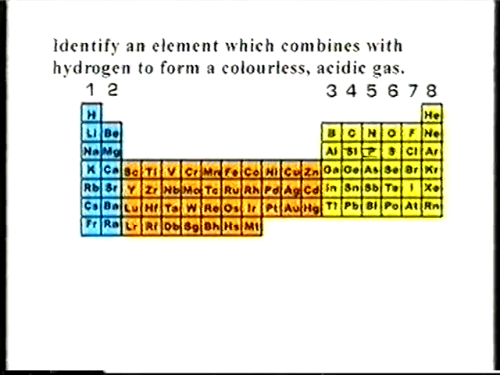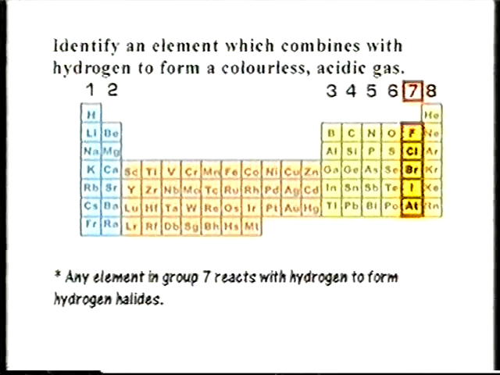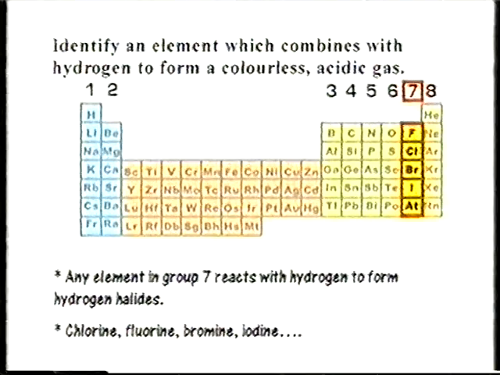Identify an element which combines with hydrogen to form a colourless acidic gas. Any element in group 7 reacts with hydrogen to form hydrogen halides, which are gases which dissolve in water to make acids. So you could have said chlorine, which reacts with hydrogen to form acidic hydrogen chloride gas, or fluorine, bromine, iodine, etc.